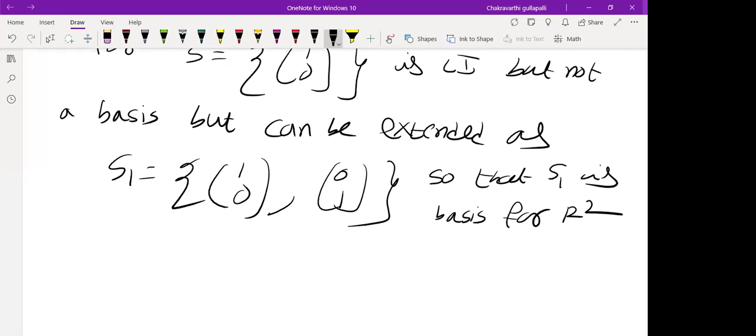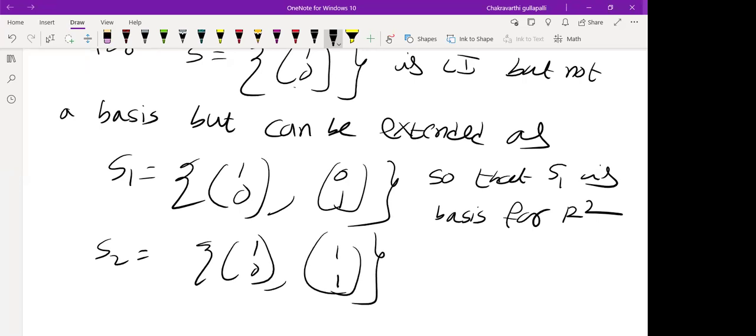Then somebody gets a doubt: is this extension unique? Is this the only extended basis for S? The answer is no. We can also extend it as, extension means adding a few more, (1,1). I will adjoin (1,1). Then this S2 is also a basis for R2.